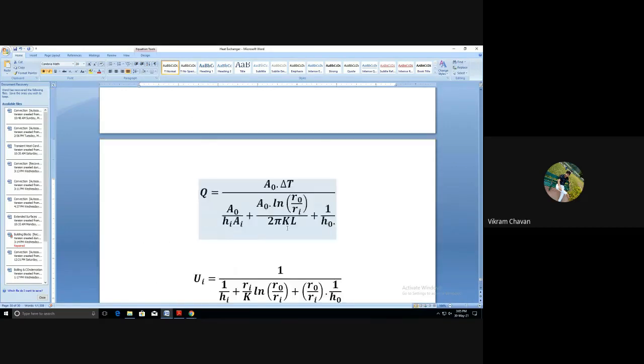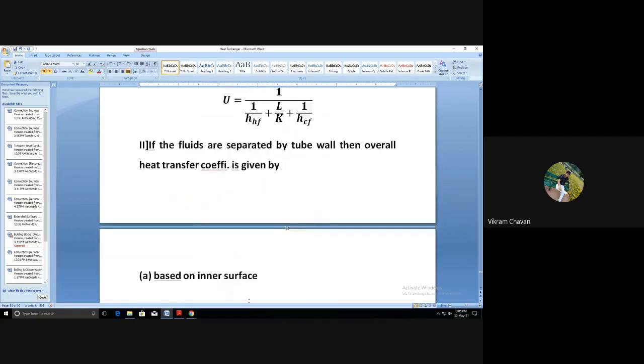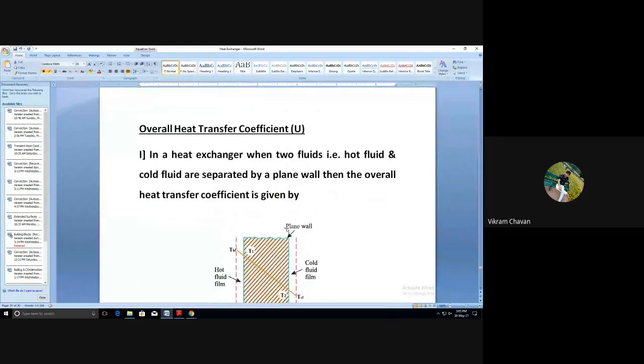So this is about the overall heat transfer coefficient. So you can write here: overall heat transfer coefficient U.